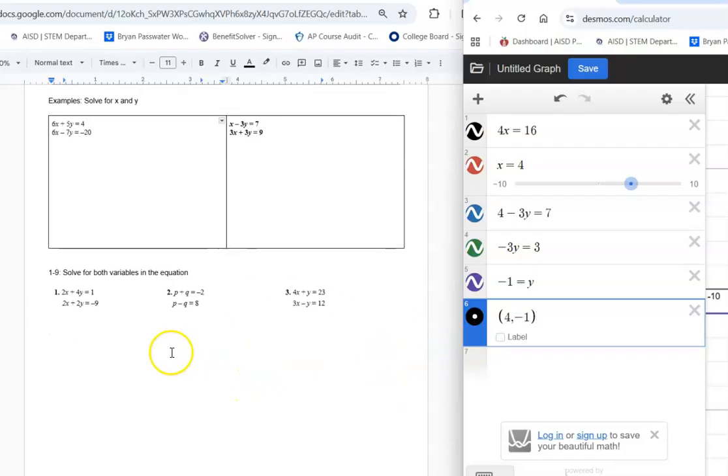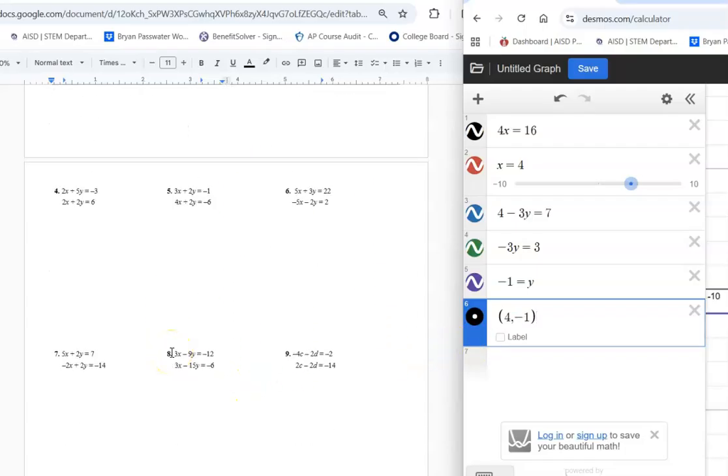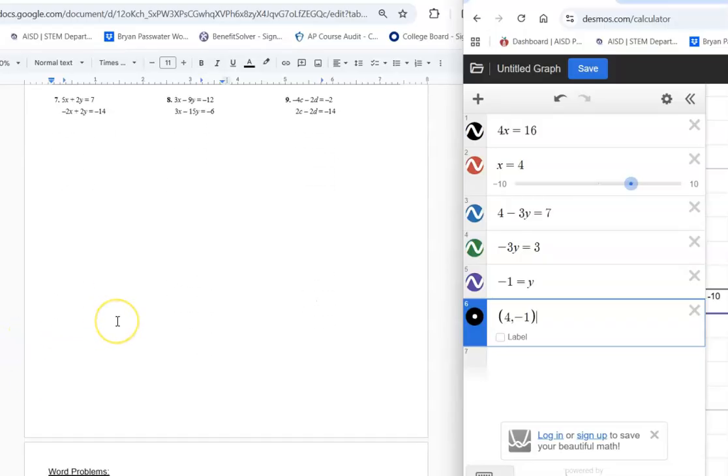So really, all 1, 2, 3, 4, 5, 6, 7, 8, 9, there are common coefficients where you just have to choose about adding or subtracting. And then you're brought down very quickly to the answer of one variable, and then you plug that into one of the equations to get the answer. That's how 1 through 9 works.